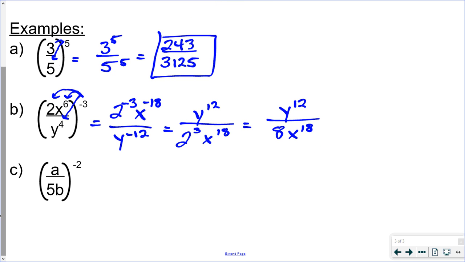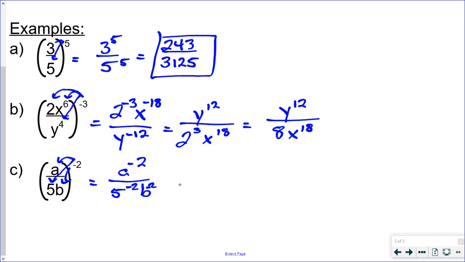All right, one more. So same thing as the last one. I'm going to bring this negative 2 into everything. Again, the 5 and the b are not connected, so it's got to come into the 5 and into the b. So I would have a to the negative 2 over 5 to the negative 2, b to the negative 2.